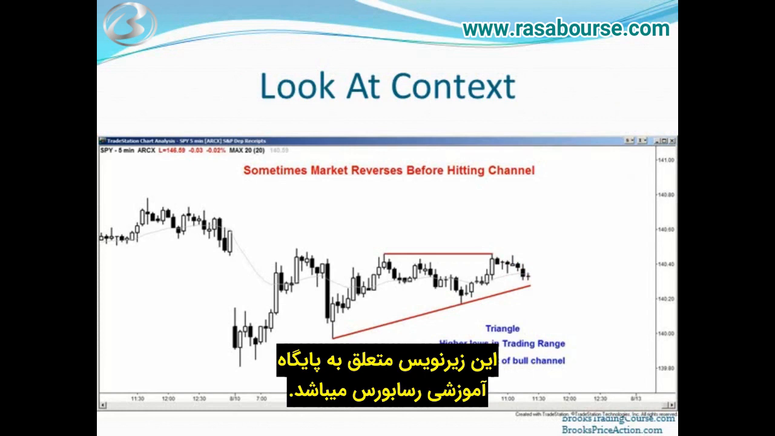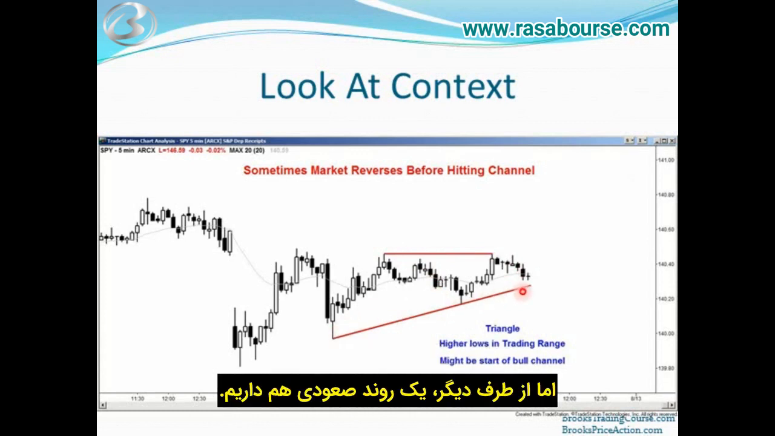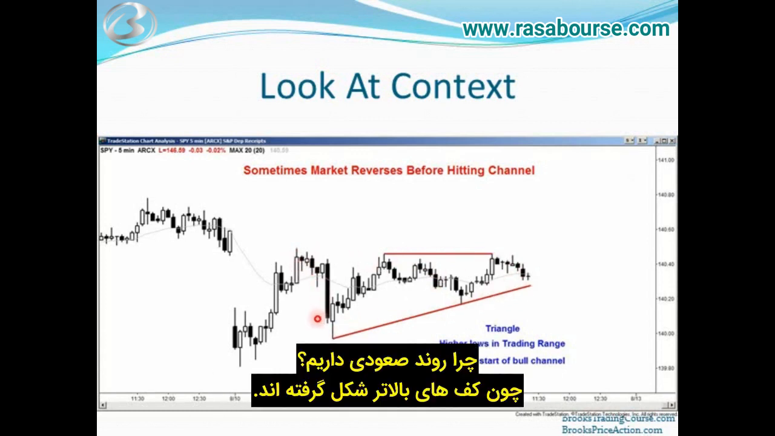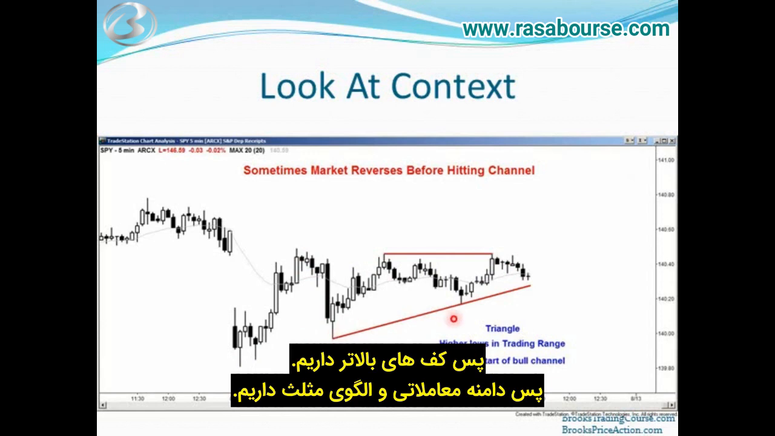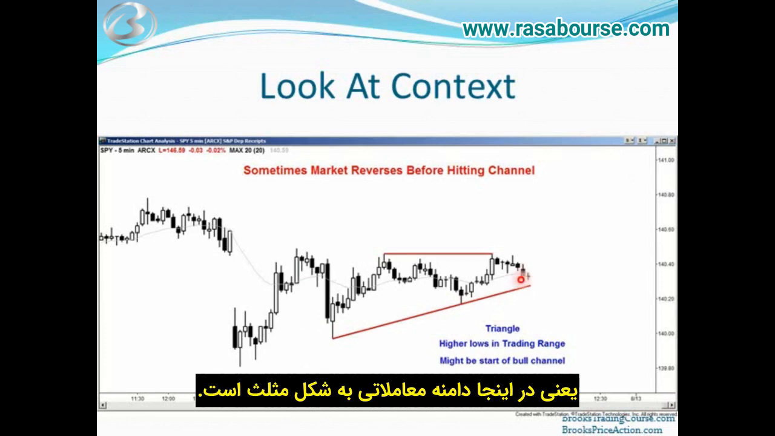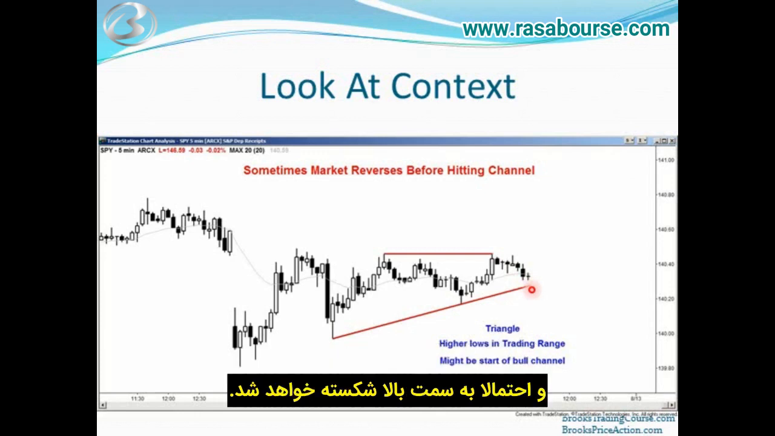Okay, a triangle, but we're getting higher lows, right? So it's a trading range, but it's also a bull trend. Why is it a bull trend? Because it's getting a series of higher lows. Here's a low, higher low, higher low, higher low, possible higher low, right? So it's a trading range and a triangle type of trading range, but it could also be a bull trend forming a series of higher lows and ultimately breaking out to the upside.